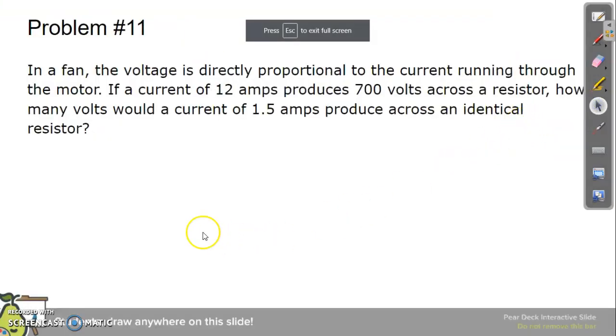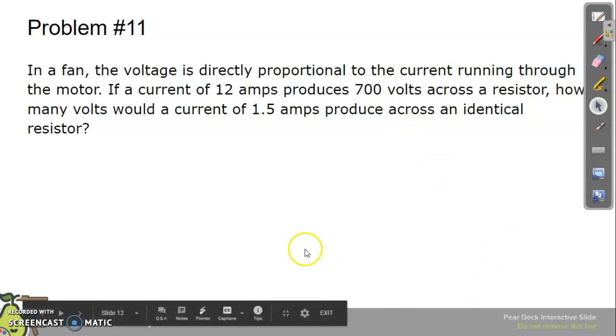So number 11, it says in a fan, the voltage is directly proportional to the current running through the motor. If a current of 12 amps produces 700 volts across the resistor, how many volts would a current of 1.5 amps produce across an identical resistor?